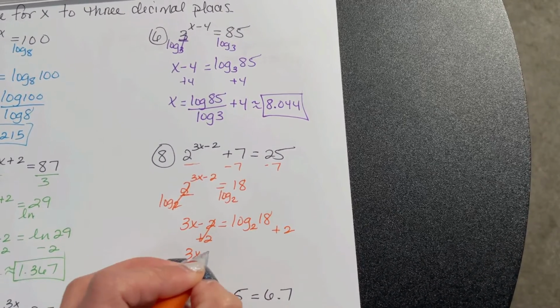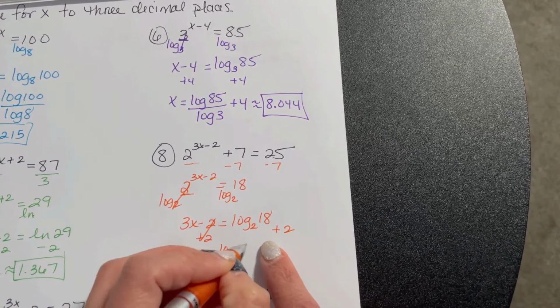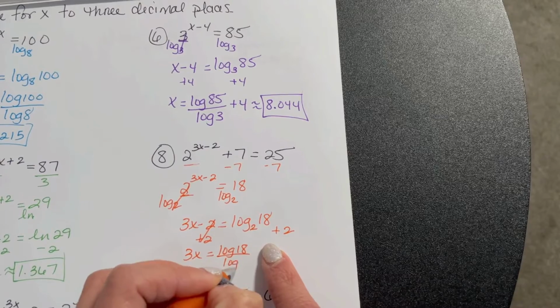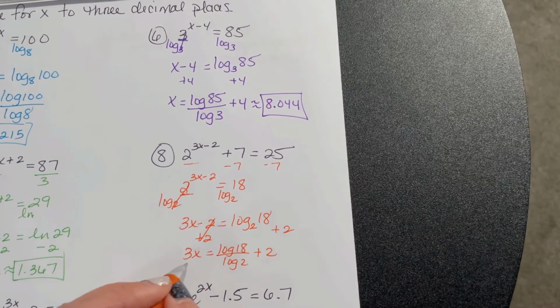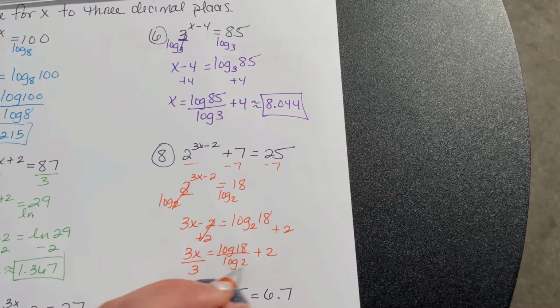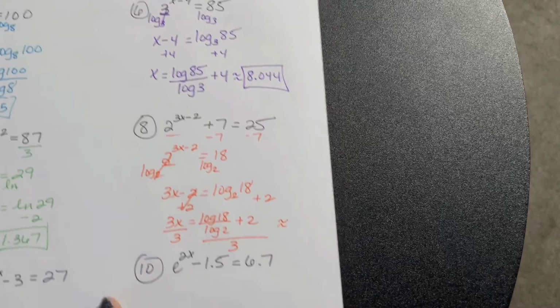So I'll get 3x equals, I'm going to go ahead and change this to the change of base formula because I'm going to have to enter it in my calculator soon. Plus 2. And now to get rid of that 3 in front of the x, we're going to have to divide by 3. So I'm just going to write it like this, and then we'll put what it equals.